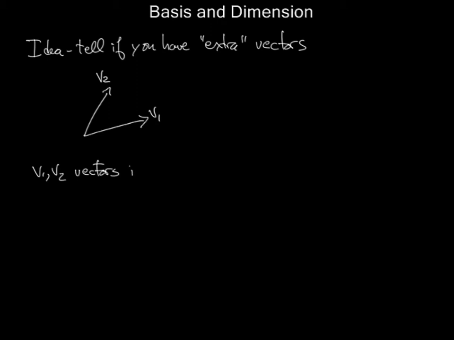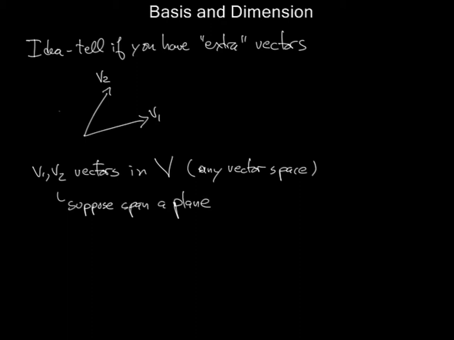So here's the idea. The basic question is, how do you tell if you have extra vectors? And what do I mean by extra vectors? Well, suppose that I had two vectors, v1 and v2. And suppose they spanned a plane. So I'm in some vector space. It doesn't matter. It could be a big vector space of high dimension. But let's suppose that these two vectors span a plane. So I'll just draw the plane roughly like this.